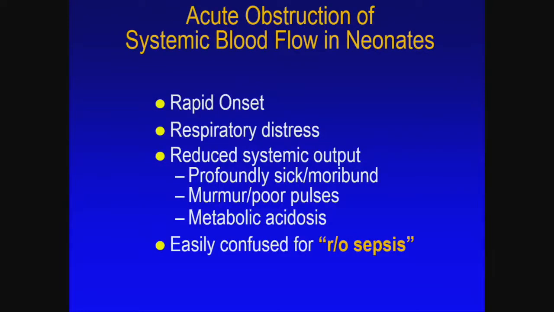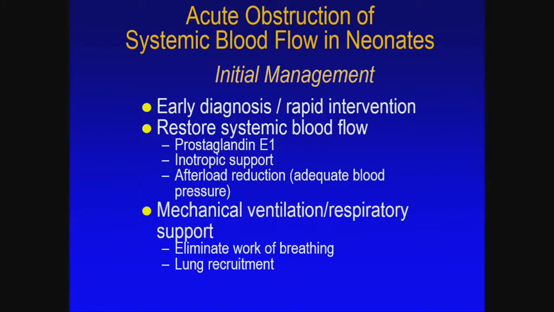So acute obstruction of systemic blood flow in neonates, they present with rapid onset of symptoms. Respiratory distress is common, reduced systemic output resulting in metabolic acidosis, sick newborn, poor pulses, easily confused with rule-out sepsis. You will most likely have a question where one of the differentials will be rule-out sepsis. Don't get sidetracked. These patients have left heart obstructive lesion or poor systemic circulation.